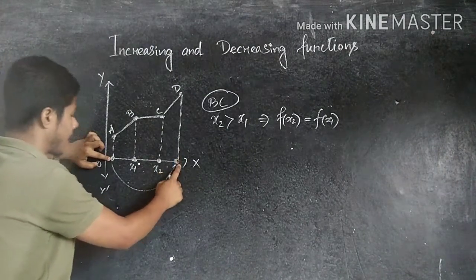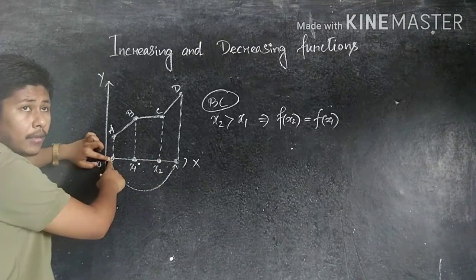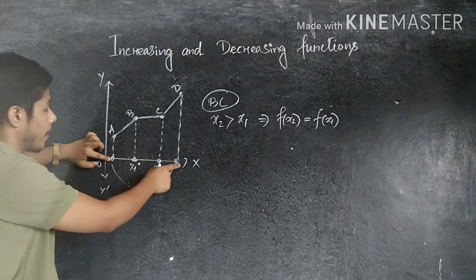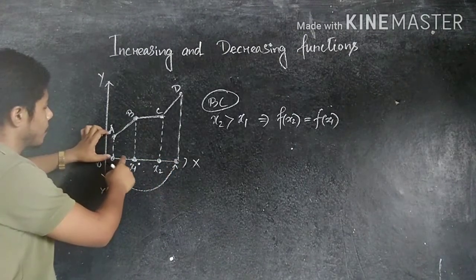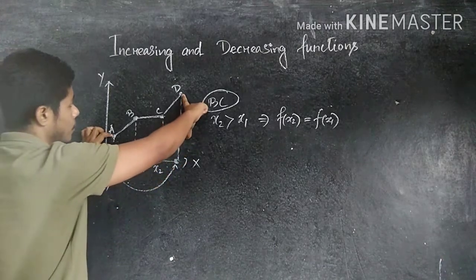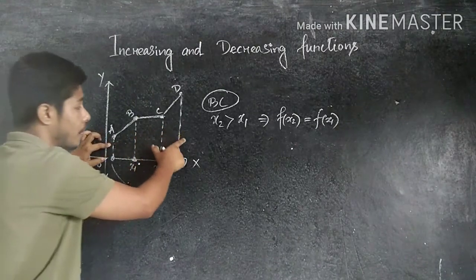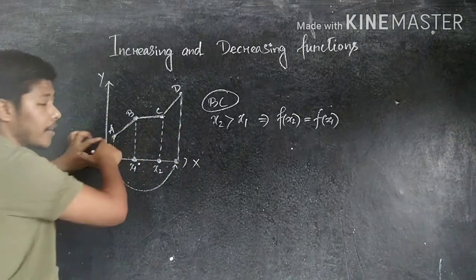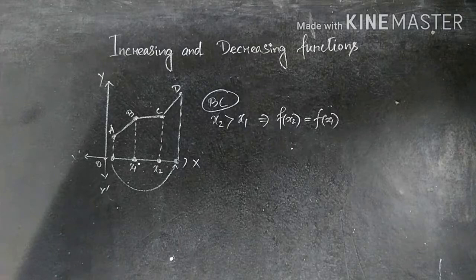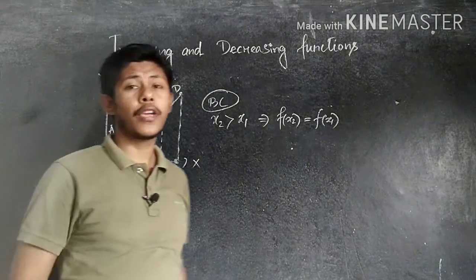So obviously x2 is greater than x1, and if x2 is greater than x1, if you consider the y-axis length, which one is greater? This one is f of x1, this one is f of x2. So in this case, what do we get? F of x2 is greater than f of x1. So that means here, in this case, we get two conditions.